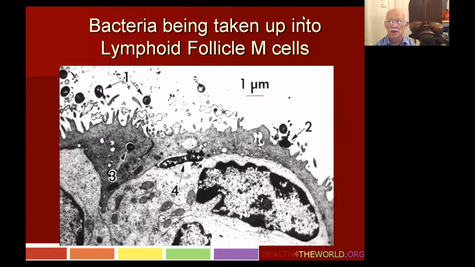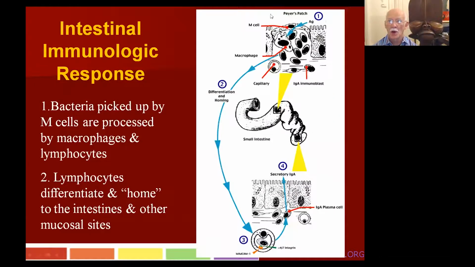This is thus seen in the diagram where M cells are taking up bacteria, and the sensitized cells then pass through the circulation and throughout the intestine and are distributed beneath the absorptive cells, which secrete secretory immunoglobulin A that will then control and modulate any bacteria, viruses, or material that have been ingested.